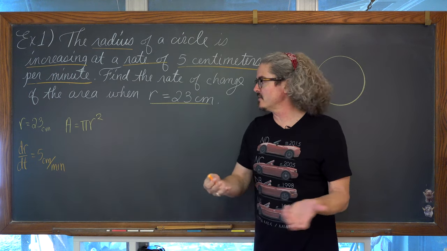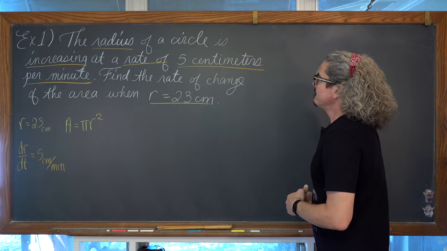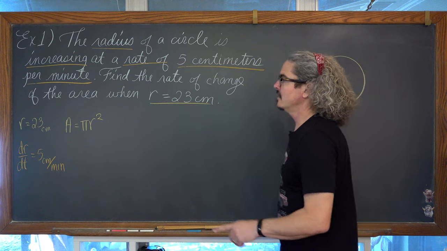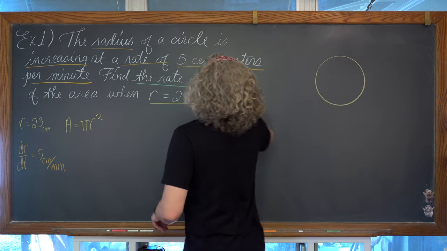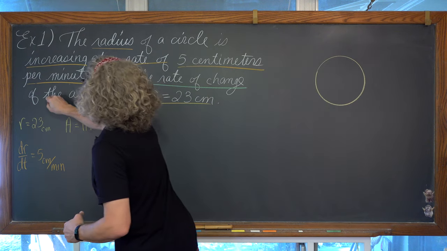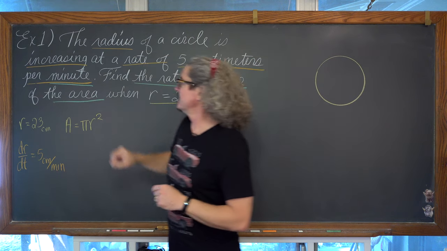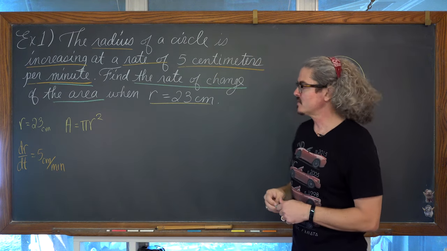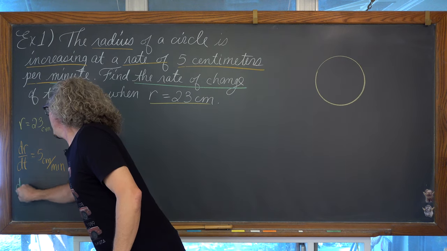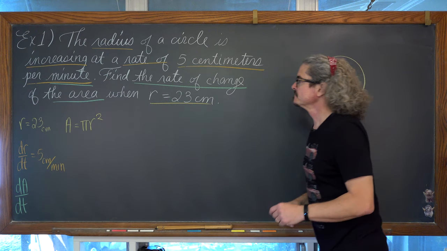So we basically know that dr dt is 5. That was given to us. We want to find the rate of change of the area. Find the rate of change, slope, derivative of area with that same unit of time, which is minutes. So we're being asked to find what dA over dt is.